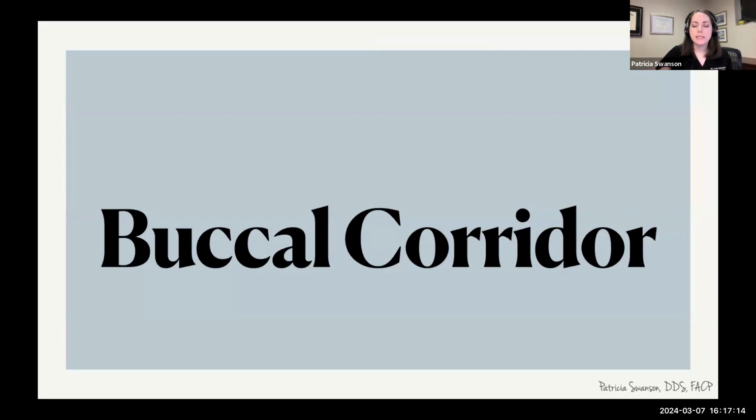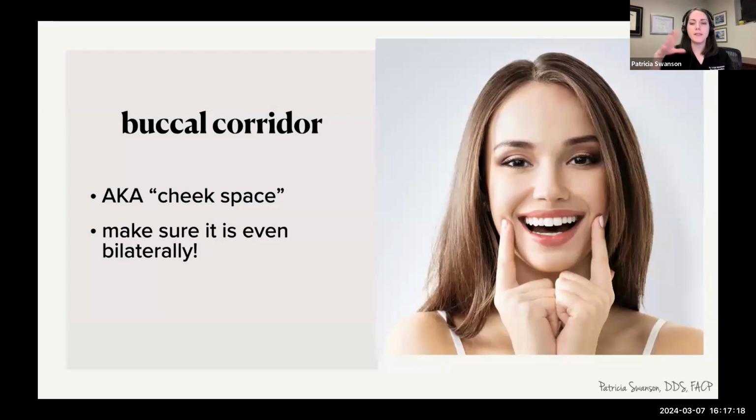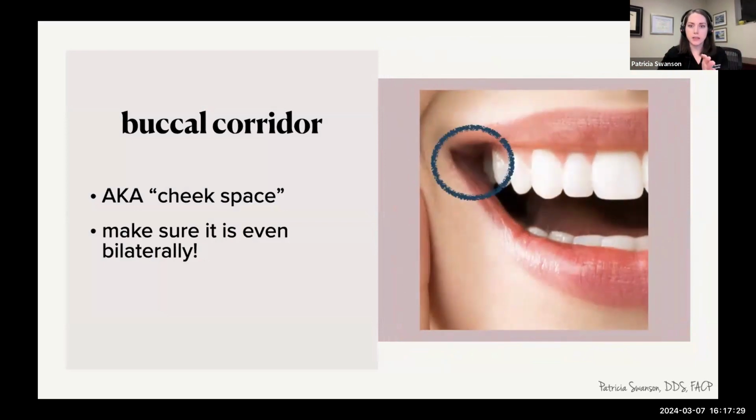So buccal corridor is the next area that I like to look at when I'm setting up my wax rims. And that's my cheek space. And I want to make sure that it's even bilaterally. So this is the shadowed area between the patient's cheek and their teeth. So how large is that hallway essentially?